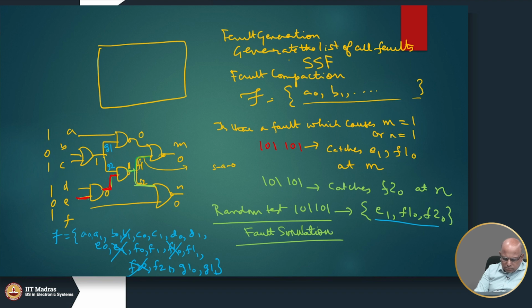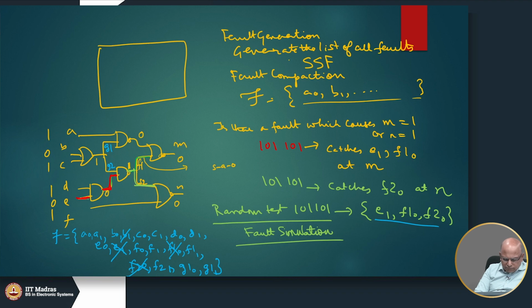After all the random testing has been completed, I may still be left with a few faults. So, I will take one of them, let us say A0, and then I will generate a test pattern using the method that we discussed earlier. We activate the fault and then we propagate the fault, right. So, that will give me a test vector for A0. Then we fault simulate that vector and see what other faults it might catch, and we may end up eliminating a few more.